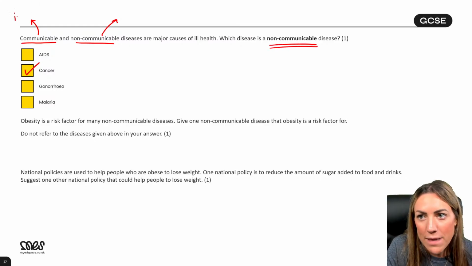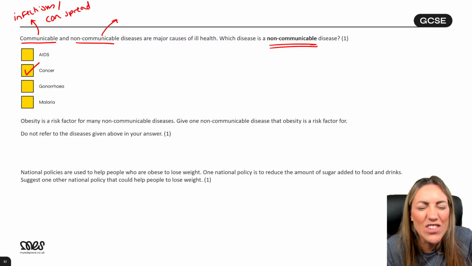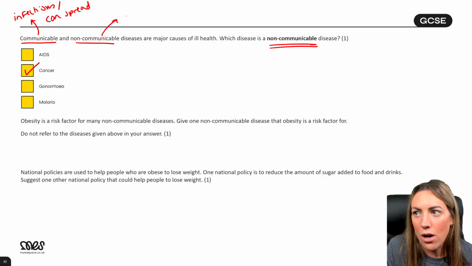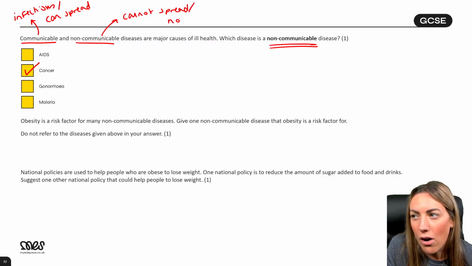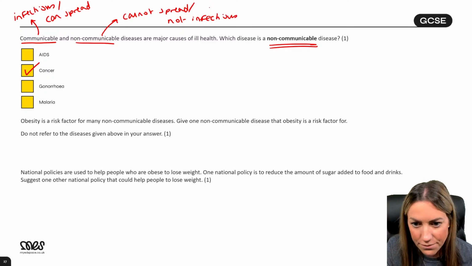Yeah, communicable means infectious, so it can spread, right? It can spread from person to person. It's contagious, I suppose. Non-communicable is like cannot spread or not infectious. So you're not going to catch cancer from someone else, okay?